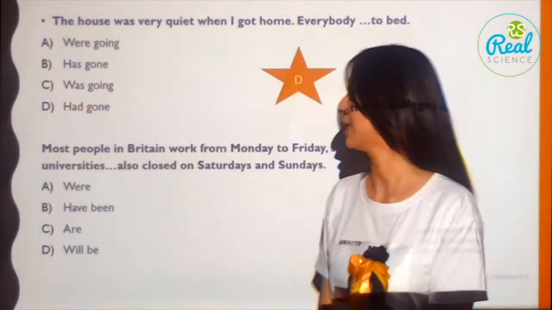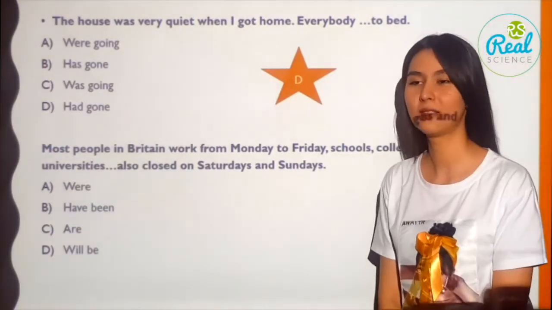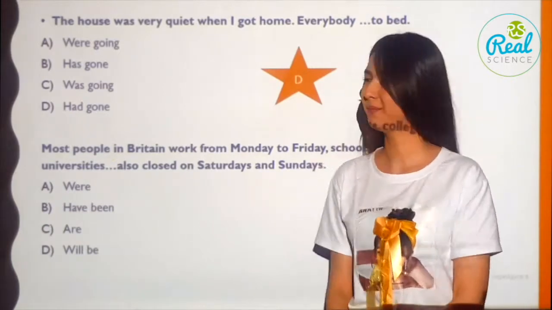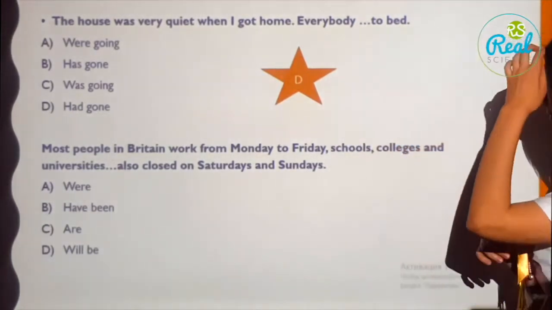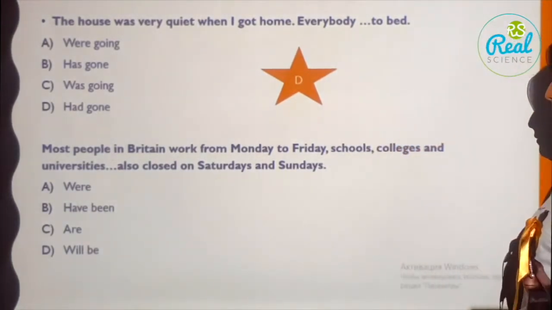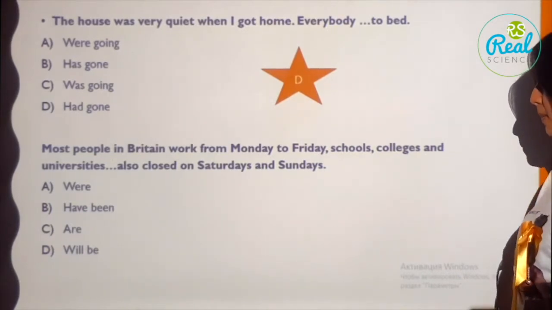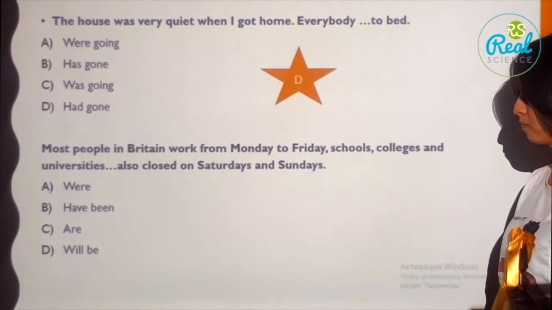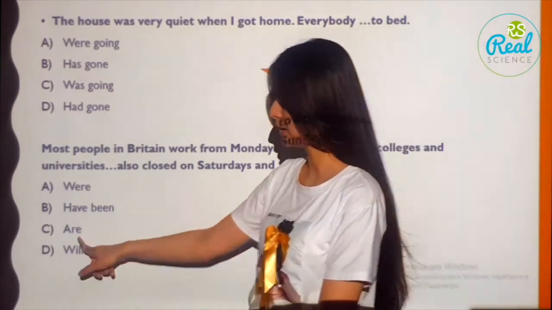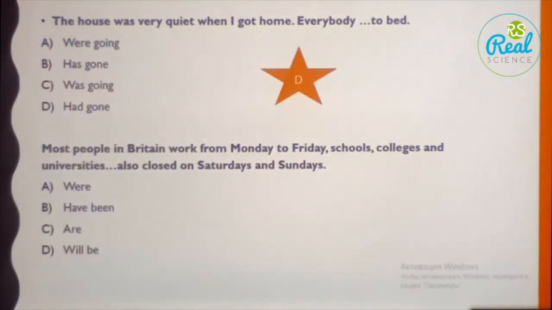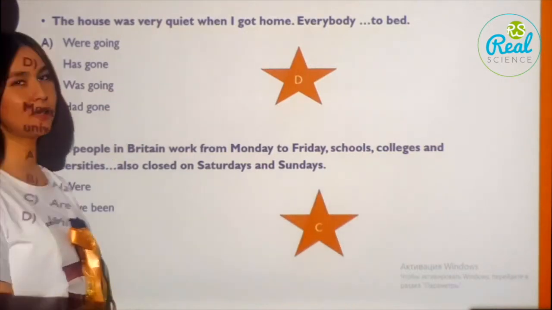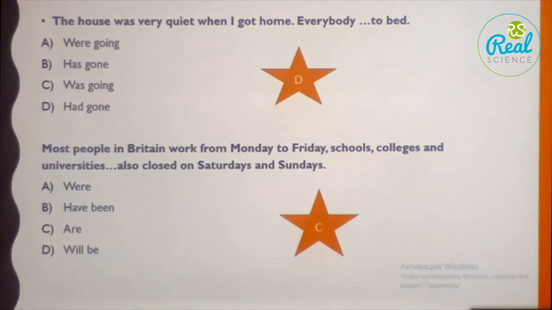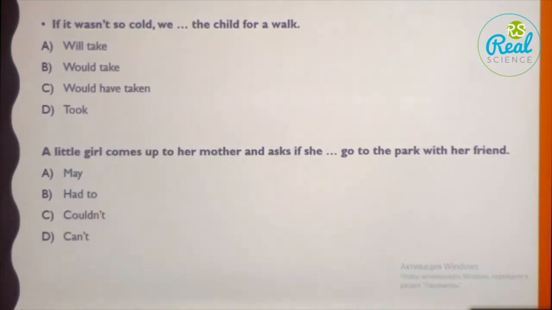So next question. Who wants to read? Yes, Yulda Shmatova. Most people in Britain work from Monday to Friday. Schools, colleges, and universities are also closed on Saturdays and Sundays. Good. The answer is C. It's correct. So this star is for you. So now let's move to the next ones. Diana, can you read this question? The first one.